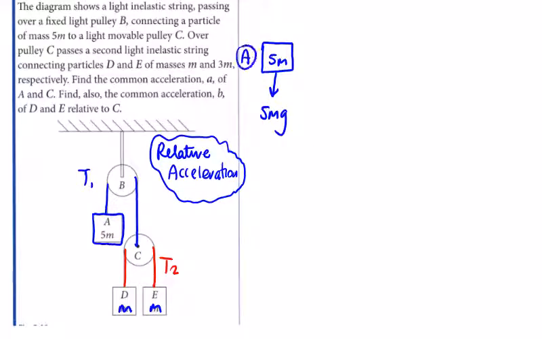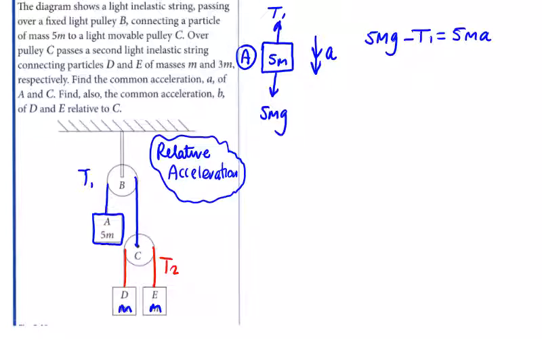So this is A. We have the first string going up. We'll call it T1 and T2. And then the 5 is obviously going to come down. It's much heavier than the two ones. So the acceleration is going to come down in this direction. So my equation for this is 5mg minus T1 is equal to 5ma.